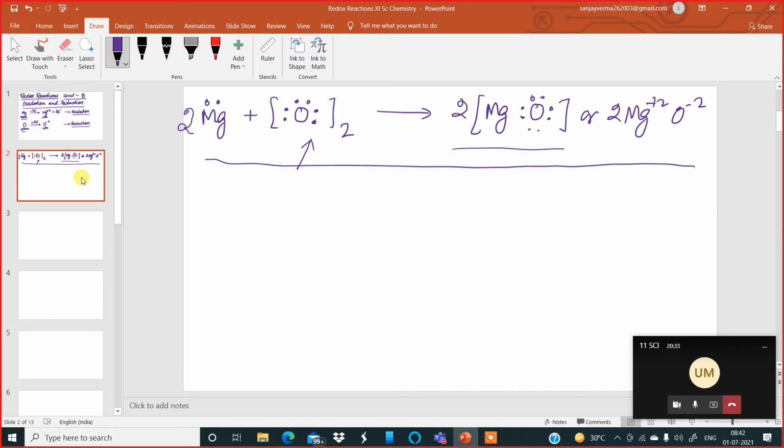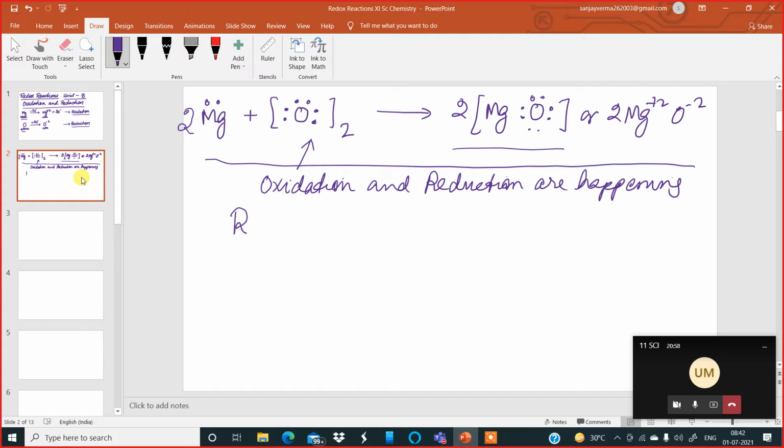So in this reaction, both oxidation and reduction are happening. Both oxidation and reduction are happening. That is why this reaction is called a redox reaction. It is called a redox reaction because oxidation and reduction are happening at the same time.